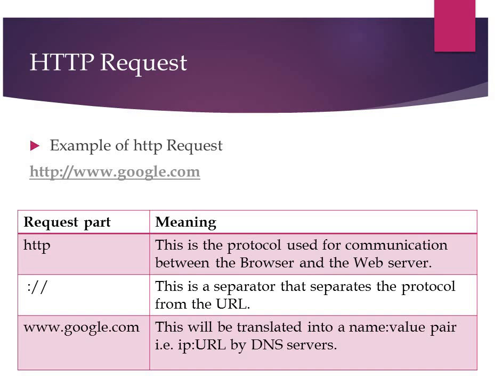Now, after that, the colon and two slashes are a separator that separates the protocol from the URL. Now, after that, there is a syntax which is the URL name. Okay, so this is the URL, IP address or DNS server. This will be translated into a name value pair, that is IP and URL, by the DNS server.